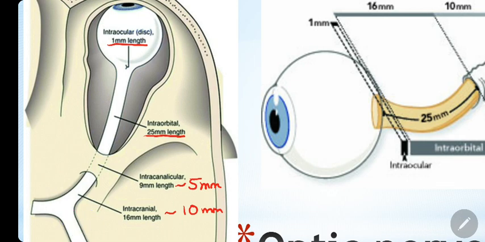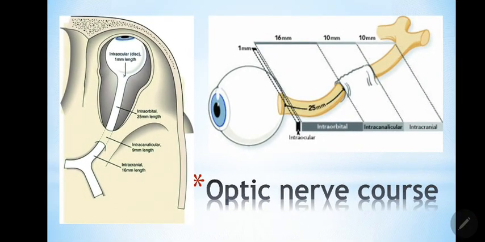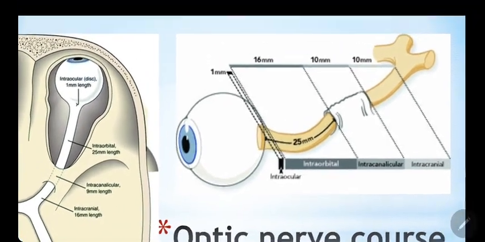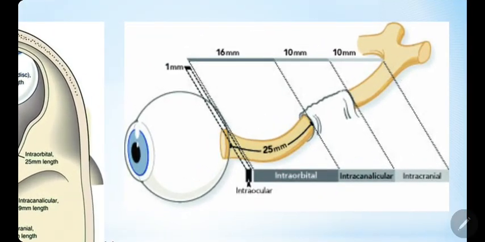Everything has some variations, but in gist you are seeing that this has to be a lax course, a little bit loose. The reason is that when you move the eyeball, there shouldn't be any strain on the optic nerve. Got it?